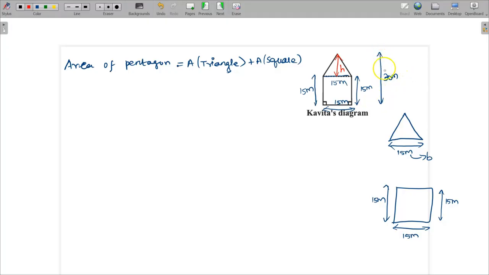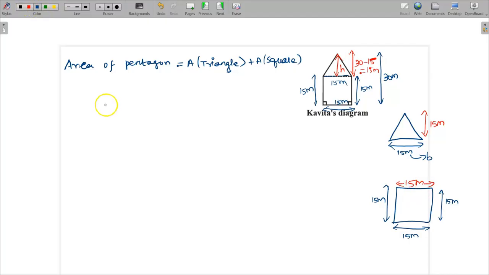So the overall measurement it is what? 30 meter. So this measurement is 15 meter. So definitely this is 30 minus 15. So we need to subtract these two values. So the overall height is 30. This height is 15. So just subtract both so that I can get the height of this triangle. So 30 minus 15 is what? 15 meter. So the height of the triangle is nothing but 15 meter. And then coming to the square, all the sides are equal, right? So all the sides are of 15 meter.